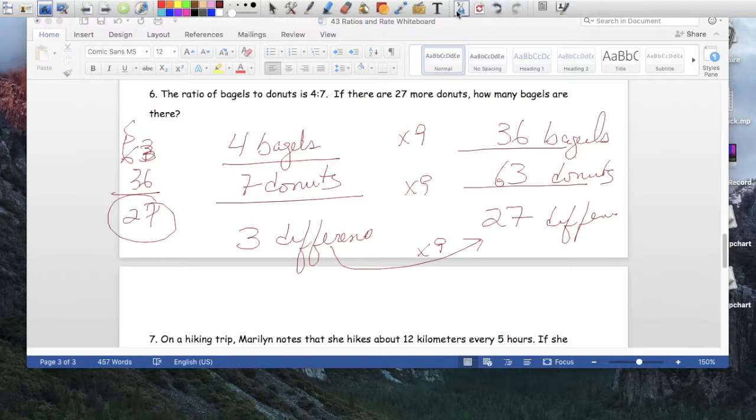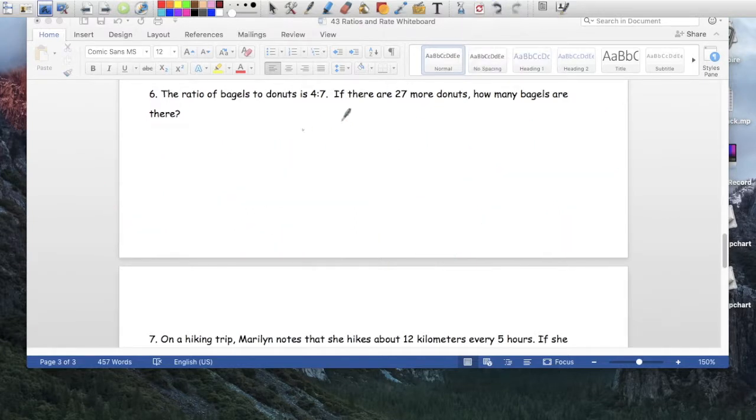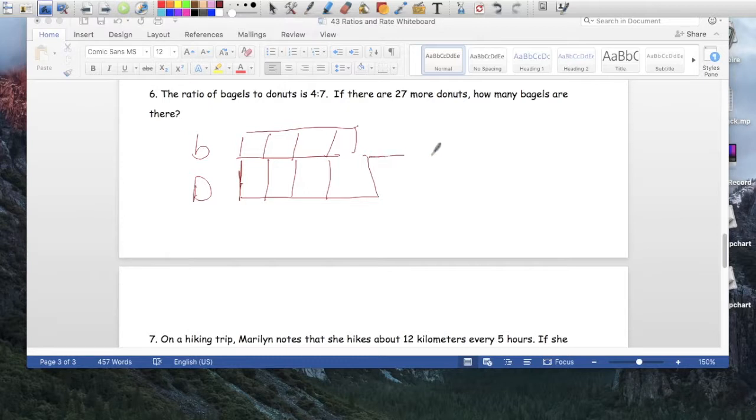You could have done it that way, and the more popular way we did it in class is by doing a tape diagram. So 1, 2, 3, 4. We call this bagels. The second one's going to be donuts. I'm going to do one exactly the same, 1, 2, 3, 4, 5, 6, 7. So here's my ratio, 4 to 7.